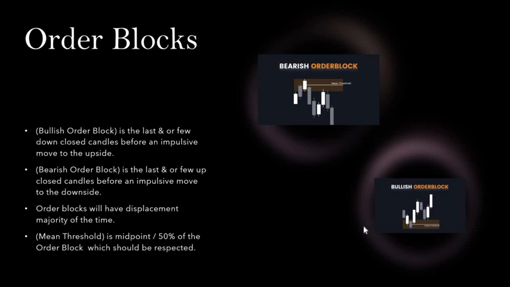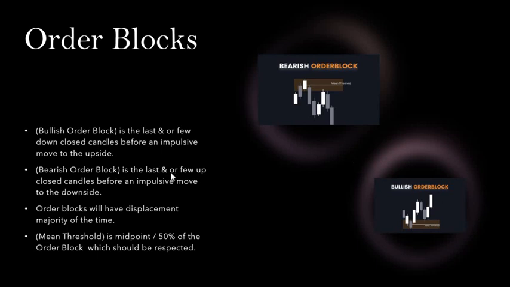Now, mean threshold is the midpoint of this candle. The middle of this candle is the mean threshold. What we want is the market to respect the mean threshold, and by respecting it I mean we don't want the market to trade and close down below it. The market can wick past the mean threshold as much as it wants, but we do not want it to trade and close below the mean threshold, which is 50% of the order block.